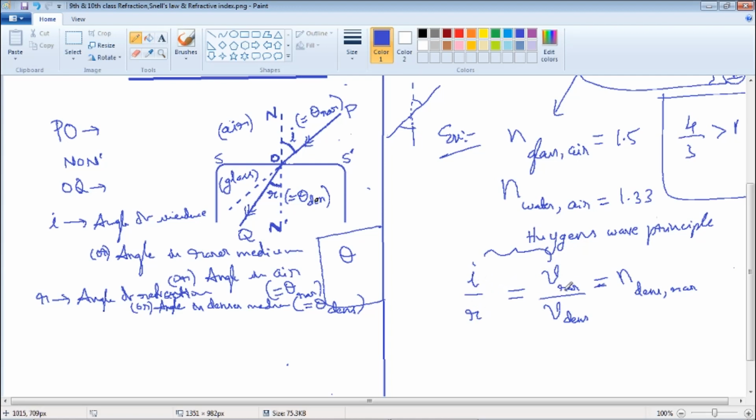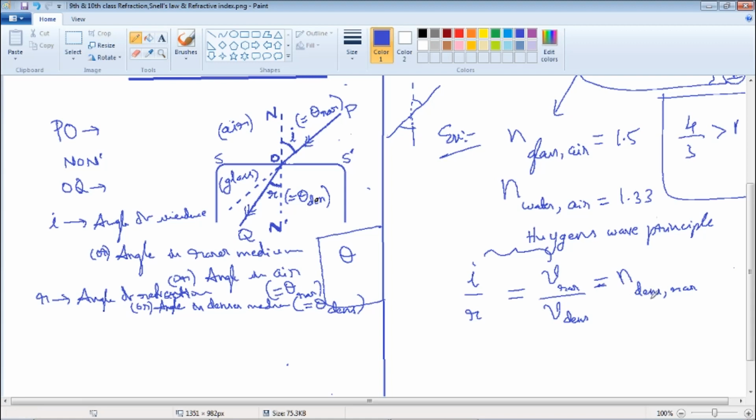Ratio means division. So this is the ratio of V rarer to V denser. This is the ratio of I to R. A by B means ratio of A to B. So this ratio will be almost exactly equal to this ratio. So that's the thing. So now we are getting a new equation for refraction. N stands for refractive index.